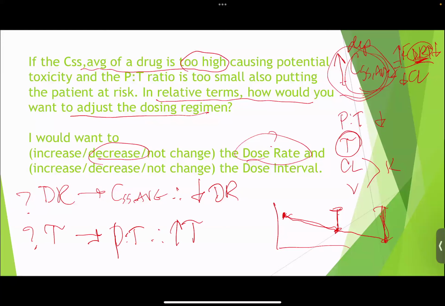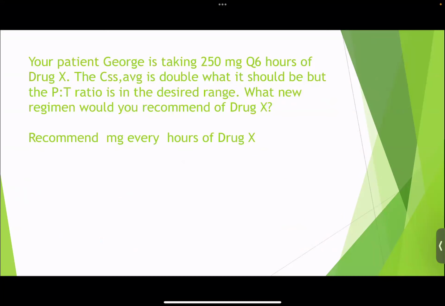Another way to look at it is looking at our half-life. Well, if our peak, no, I won't do that here. Okay, so we want to decrease our dose rate and increase our tau. If you only got one of these right, you were wrong, because we have to get both of those right in order to have the right dosing regimen and therefore the right thing for the patient. So it's important these two both have to be correct. You don't get partial credit.